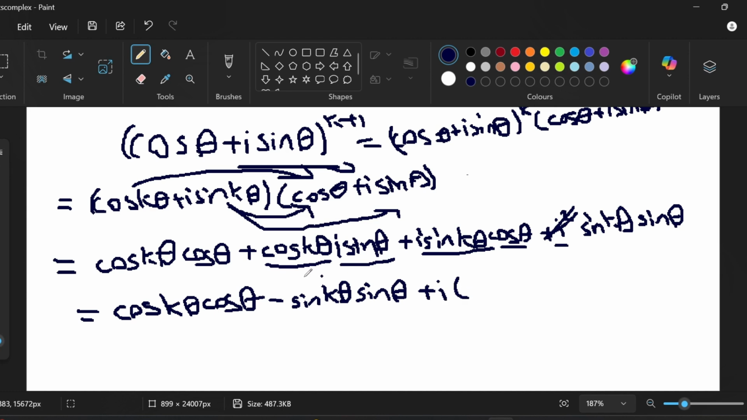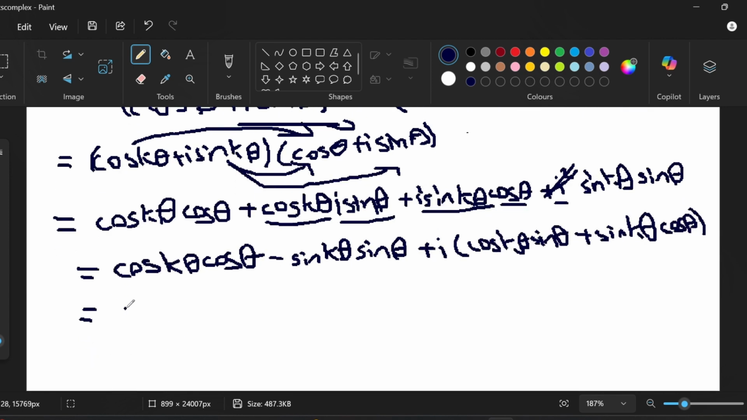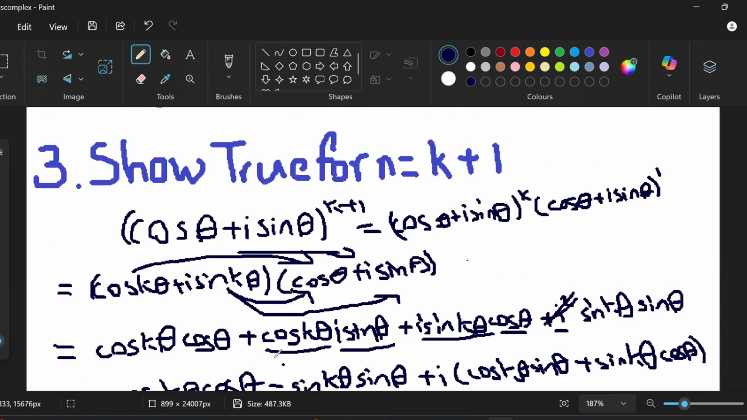And this can be written as i times (cos k theta sine theta plus sine k theta cos theta). And if I factorize all of this, then I will get that this is equal to cos (k plus 1) theta plus i sine (k plus 1) theta. And that's the proof. That's it.